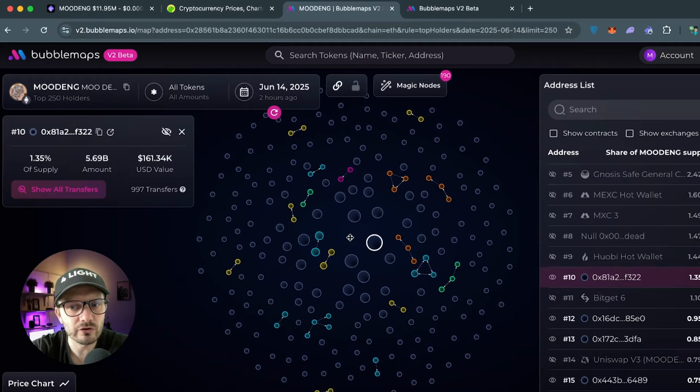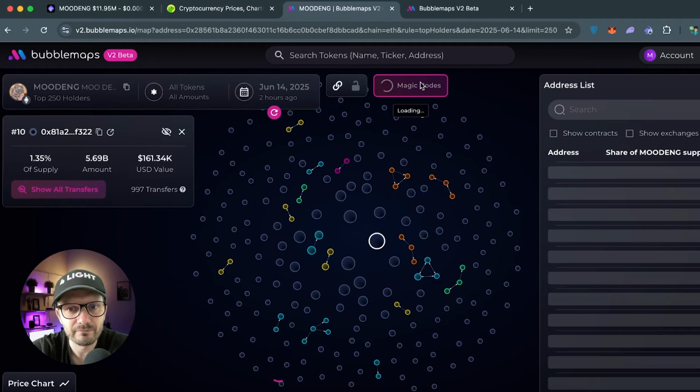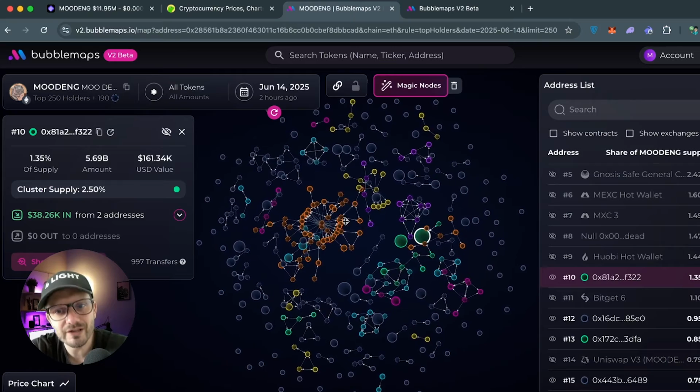I already explained in previous videos that every single bubble on this screen is one single wallet, so one single holder. Connections between the wallets are on-chain transfers. The bigger the bubble, the more supply, the more tokens this wallet holds. When you click magic nodes, you will see wider and bigger connections between the wallets, even the undetected ones. So press magic nodes and you see the real connections.